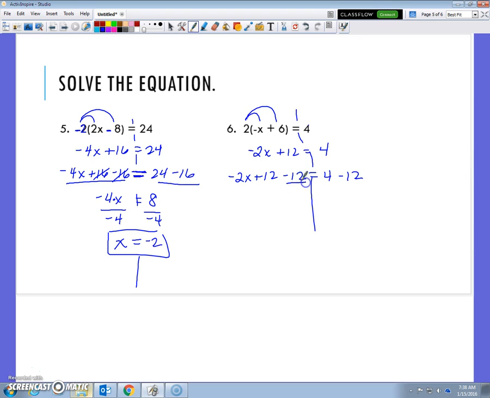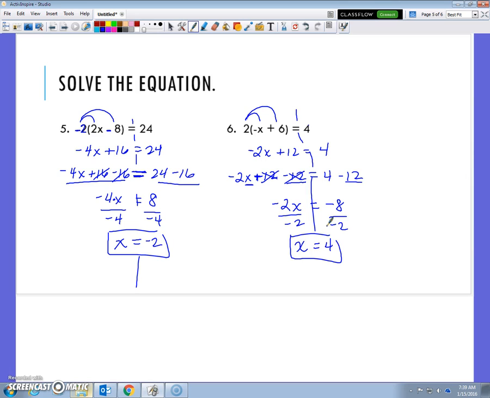See how I'm keeping the equation balanced here with the negative 12 on both sides? The reason I chose minus 12 is because I'm trying to isolate this variable here. And if I choose negative 12, the positive 12 will disappear because they cancel as additive inverses. Negative 2x equals negative 8. And once again, my division, x equals 4.